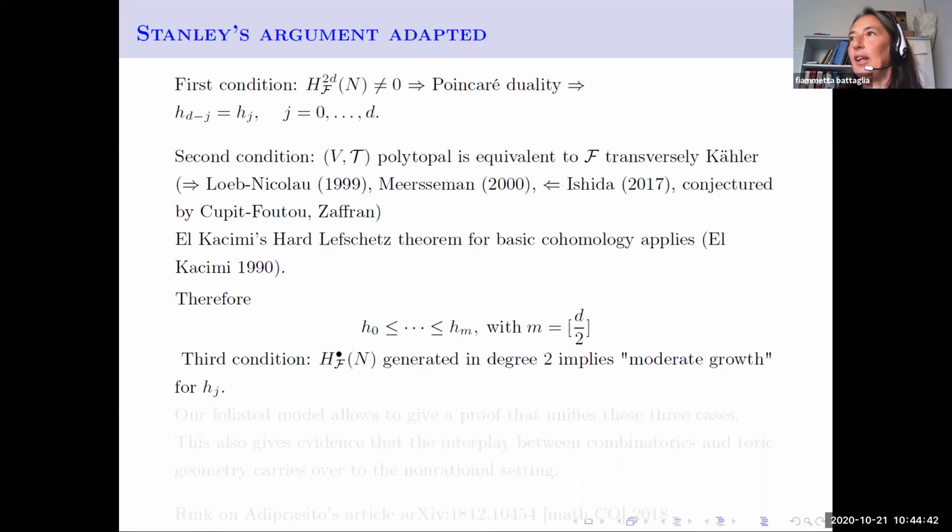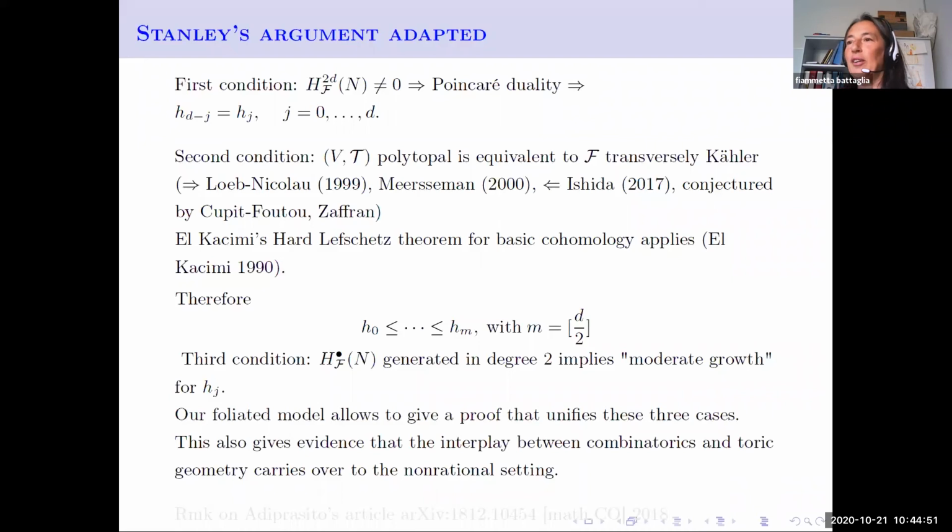Okay, so we finally reached one of our goals, which was to give a proof that unifies the three cases. I'm saying three cases because Stanley's original proof was on smooth toric manifolds. Then the same principle can be applied to orbifolds, but one has to use intersection cohomology, or there is a proof by Zaffran and Wang that uses foliations. And also, when you can reprove a result like this, and you have results on the cohomology, and you see that the interplay with the combinatorics still carries over, it means that we have a good model for complex toric quasifolds with these foliated manifolds.